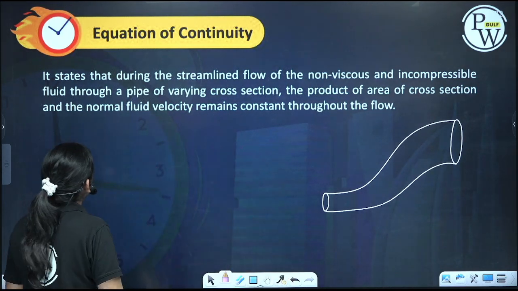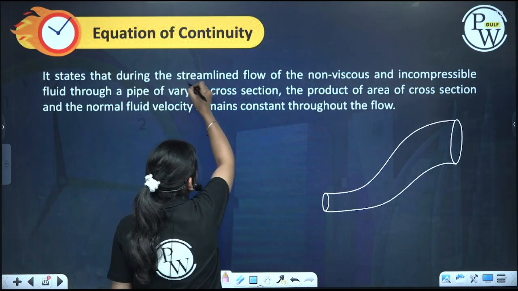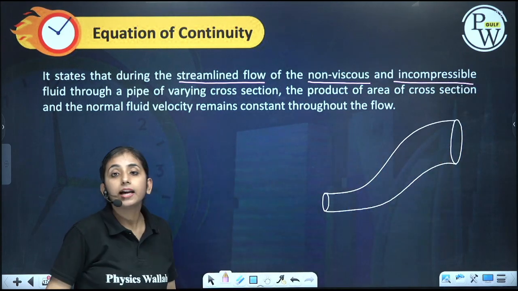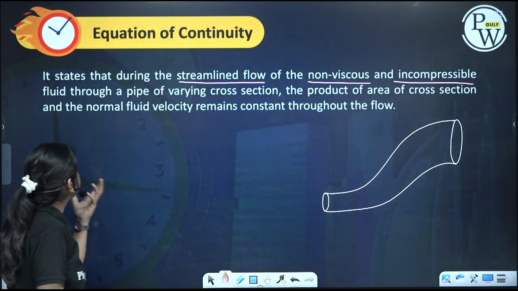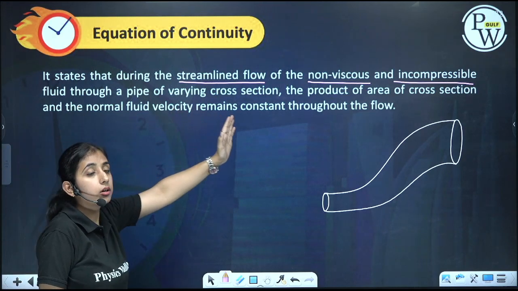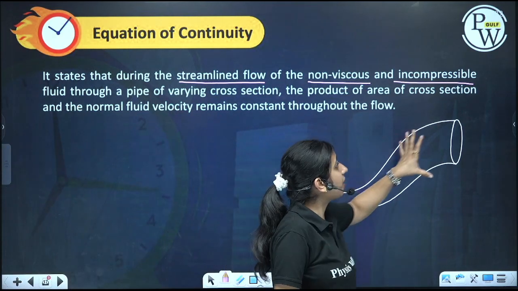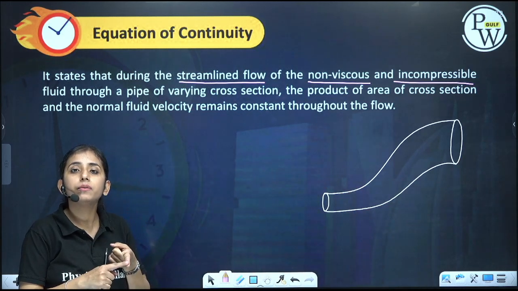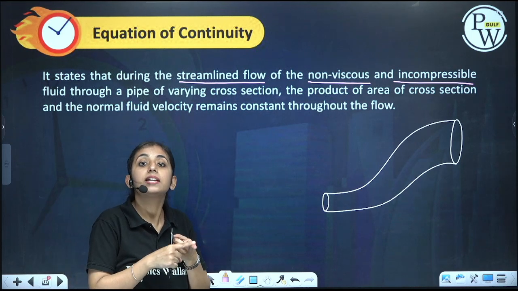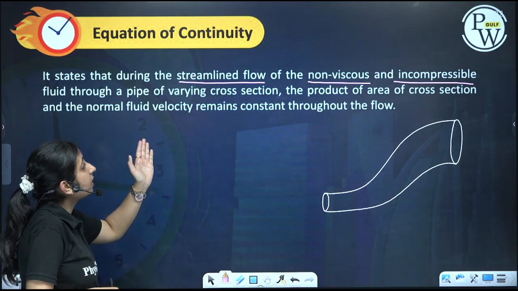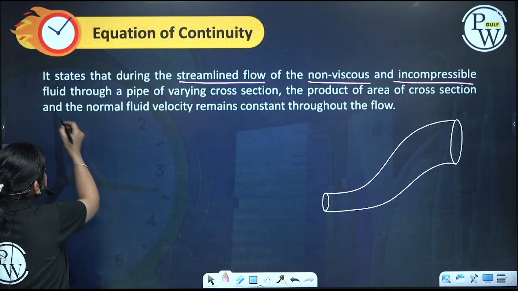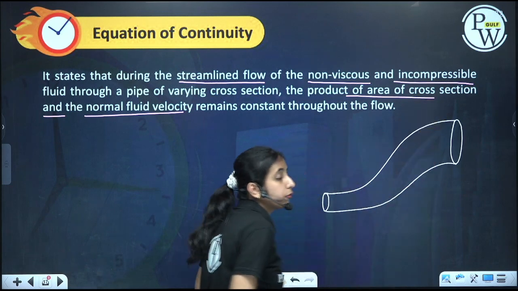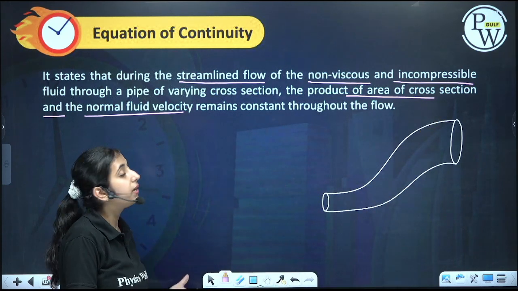See what it is saying. It states that during the streamlined flow of a non-viscous and incompressible fluid, that is, they are talking about ideal fluid, through a pipe of varying cross section. If we have a pipe which is having a varying cross section and there is a streamlined flow of a liquid which is non-viscous as well as incompressible, then the product of cross sectional area and the normal fluid velocity, okay, then the product of area of cross section and normal fluid velocity remains constant.